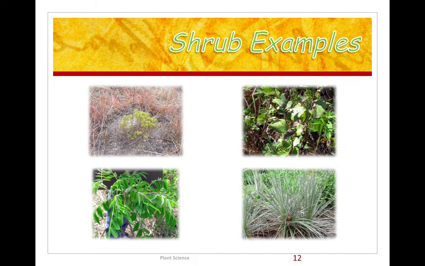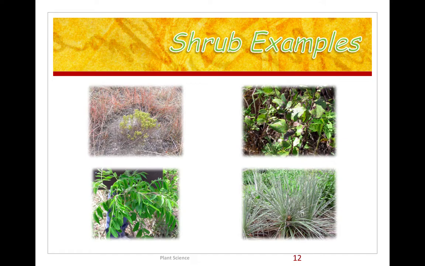Here are some examples. On the top left is broom snakeweed. Shrubs can be very small to very large. Don't confuse them with a forb just because it has flowers. Check for the woody stem. On the top right is buckbrush. You can see the woody stem and net-like veins in the leaves.